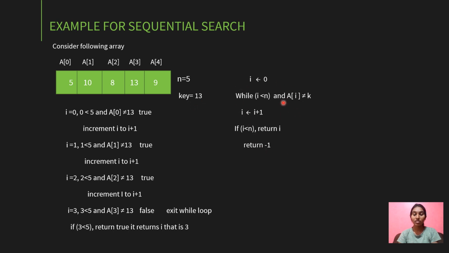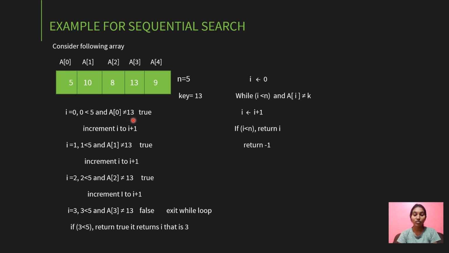As per the algorithm, the search should begin from the first element, and the first element will always have the index value 0. So i will be 0, and again it comes to the while loop, that is, i is lesser than n and A[i] is not equal to k. Here the i value is 0, and 0 is lesser than 5 because n value is 5. So 0 is lesser than 5 and A[0] is not equal to 13. This statement is true because the A[0] value is 5.